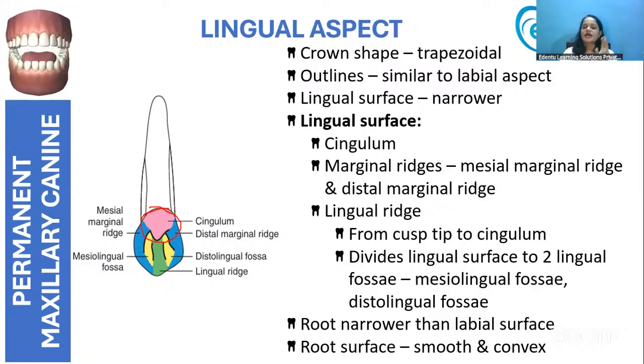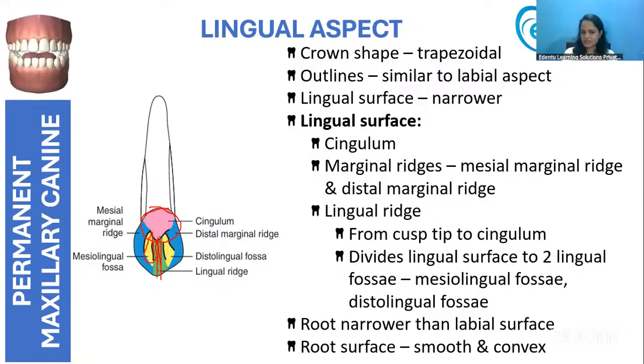Then there is another third ridge present on the lingual surface of the maxillary canines, which is called the lingual ridge. This lingual ridge extends from the cusp tip till the cingulum area. On the labial aspect there was a labial ridge, but here you have a small lingual ridge. This lingual ridge divides the surface of this maxillary canine into two fossae.